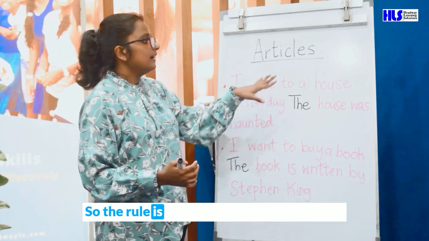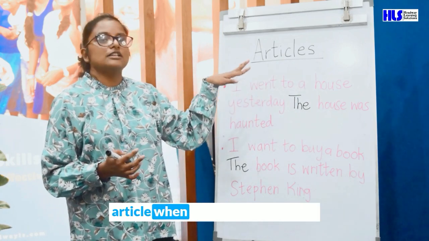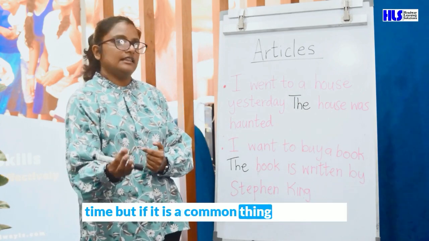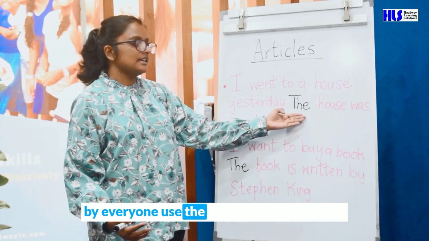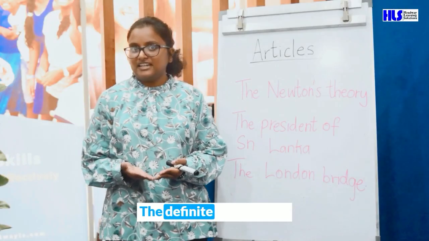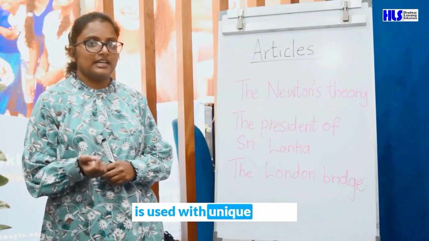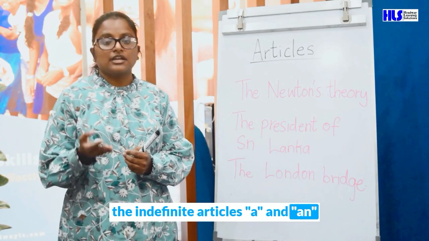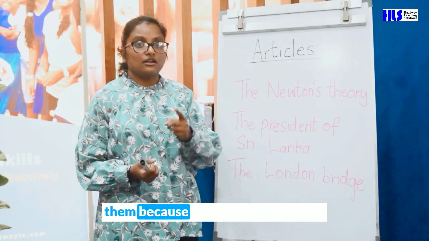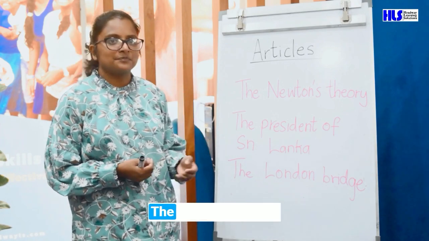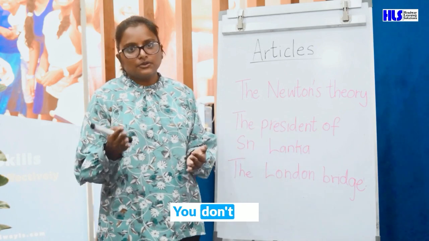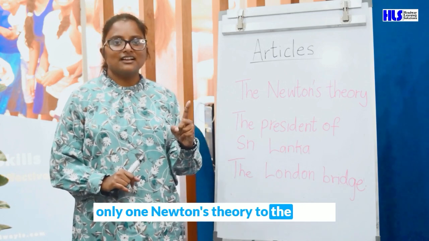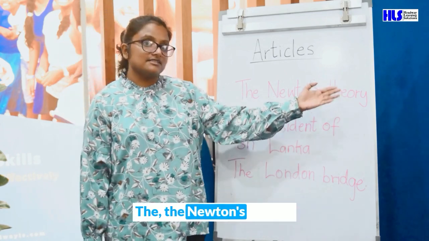So the rule is, you have to use the indefinite article when you are introducing something for the very first time. But if it is a common thing well known by everyone, use the definite article the. The definite article the is used with unique things. These things normally don't use the indefinite articles a and an. You have to always use the with them because they are one of a kind. Let's see. The Newton's theory. You don't say a Newton's theory because there is only one Newton's theory in the world. So use the Newton's theory.